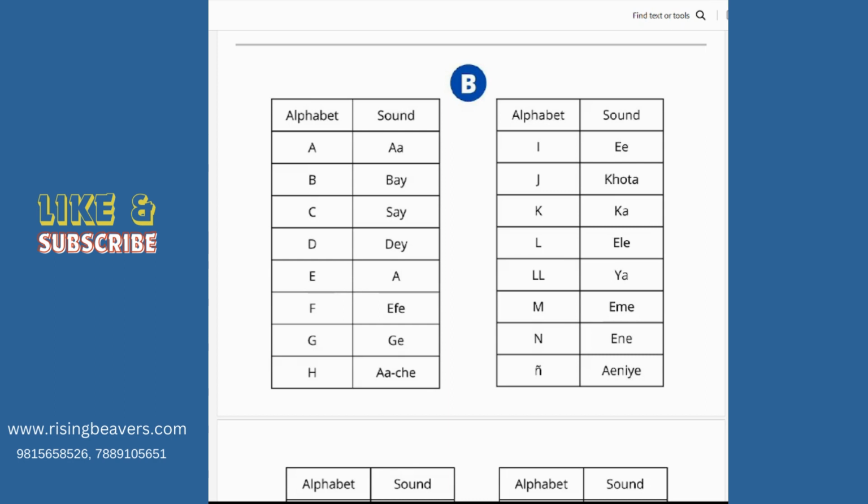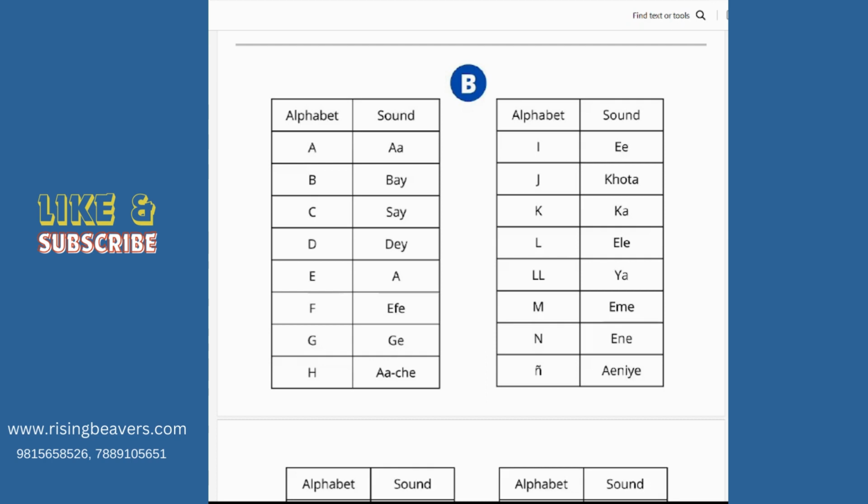Remember always, in Spanish language, the letter H will be silent. Always silent. We can't pronounce the letter H. If any word starts with the letter H, the H is silent. In English also, for example, the word honest. We can't pronounce the sound of the letter H. We say honest. Right? Okay. So, next letter we have I. And the sound is A.